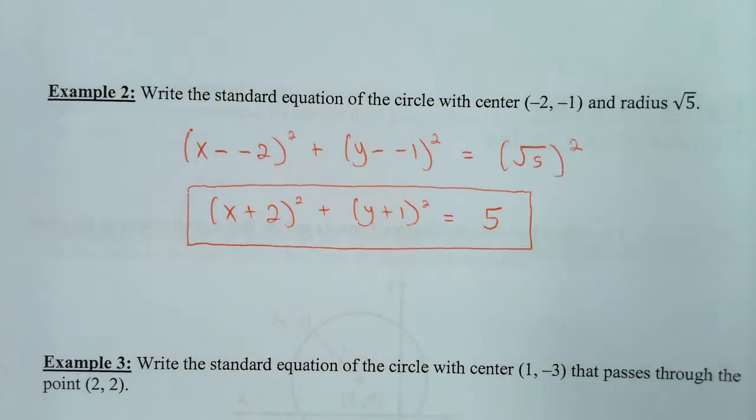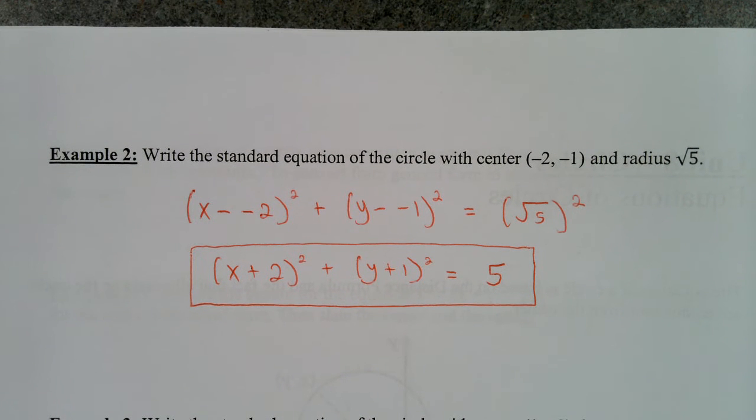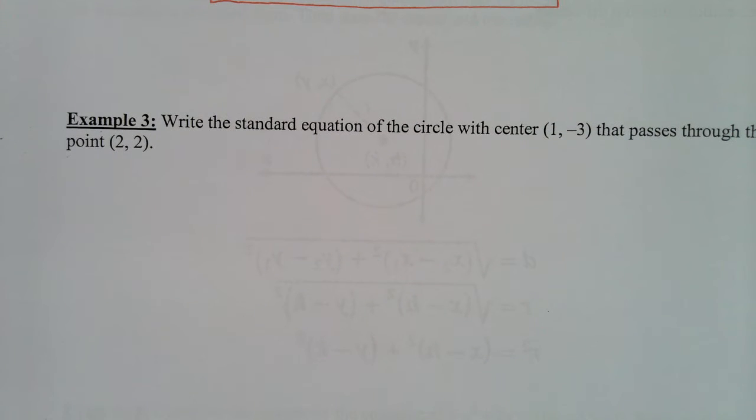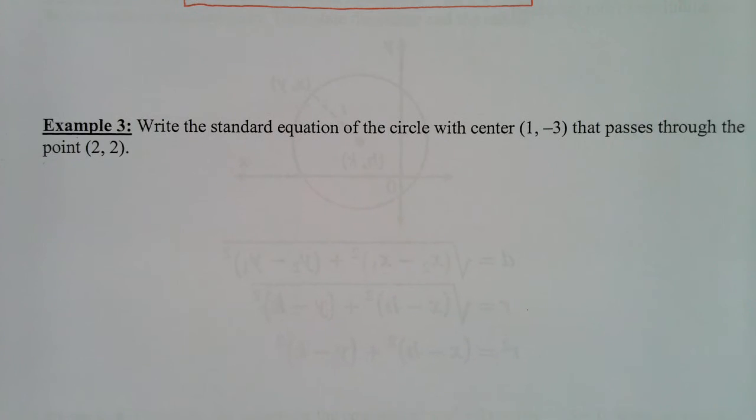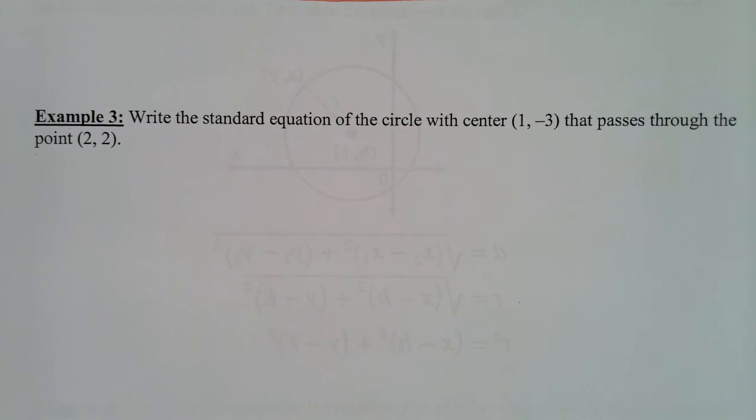So I'd say the first two examples were easy ones because you were given the center and either the radius or the diameter, so those weren't bad. This next one is tricky. Write the standard equation of a circle with center 1, -3 that passes through the point 2, 2. Okay? So basically what we're going to do is use the distance formula. I'll copy the distance formula right here.